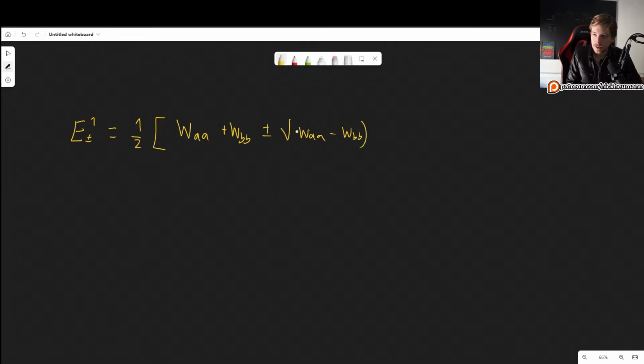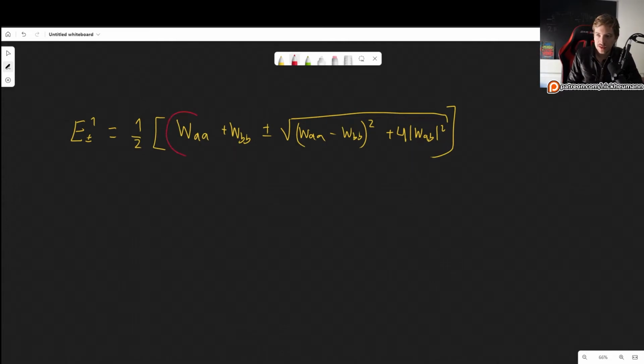So the energies, now let me just remind you very quickly of the formula. The first order correction using degenerate perturbation theory is 1/2 of WAA plus WBB plus or minus the square root of (WAA minus WBB) squared plus 4 WAB squared. Okay, so we need to find each one of those values for our situation.